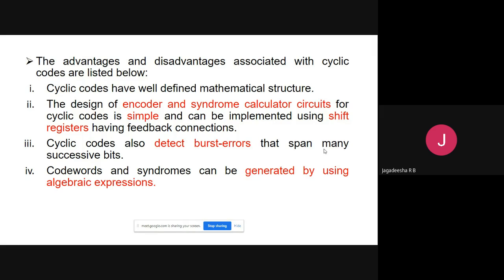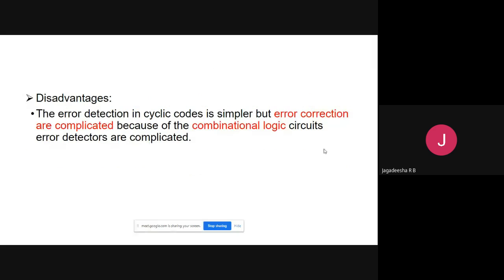The fourth point here is that code words and syndromes can be generated by using algebraic expressions. This is similar to the first point I mentioned. We can represent it mathematically, in the sense that we can give algebraic expressions to these code words, like multiplying by x, x square, x cube, and so on. It becomes much simpler to represent. Okay, so these are the advantages. In the next slide, we see the disadvantages.